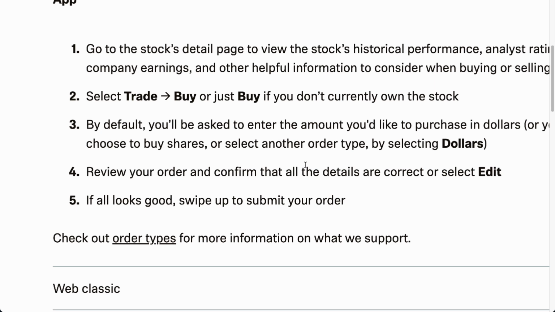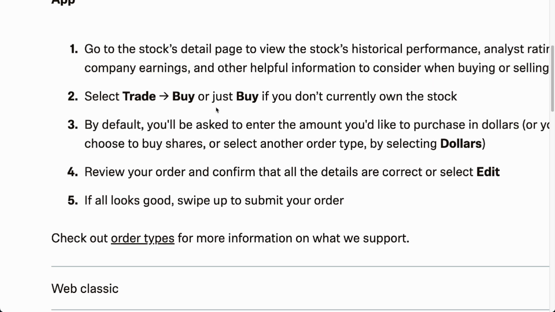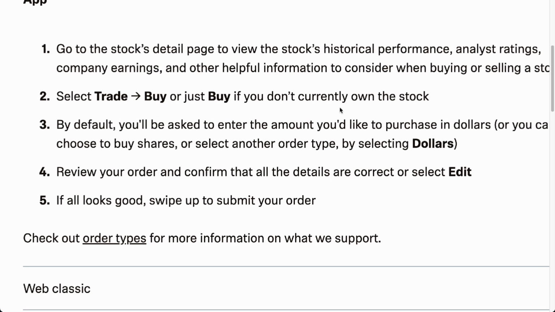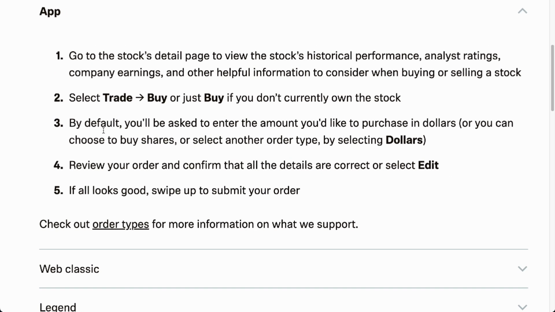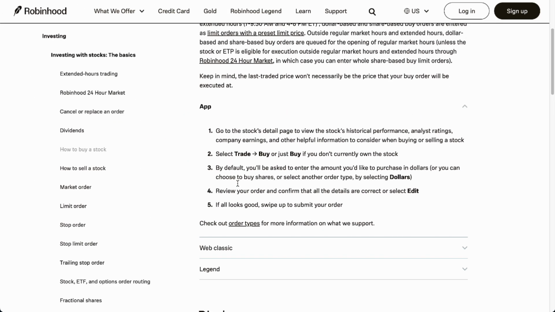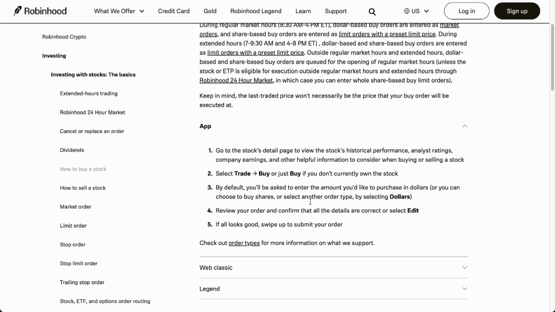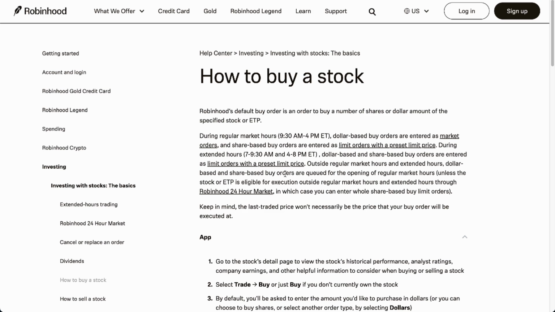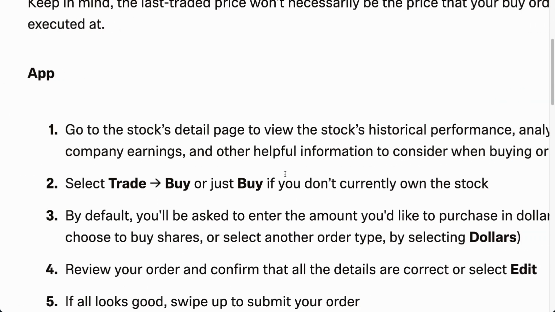Let's say you wanted to buy Apple stock. All you have to do is select trade, then buy, or just buy if you don't currently own the stock. By default, you'll be asked to enter the amount you'd like to purchase in dollars, or you can choose to buy shares. There are two options: you can buy a share, or you can buy via a dollar amount. Then you'll have to review your order, edit it if needed, and select continue. If it's all good, swipe up and submit your order, and it'll go through. Then you can go ahead and enjoy your stock. It's just that simple to buy stocks in Robinhood.